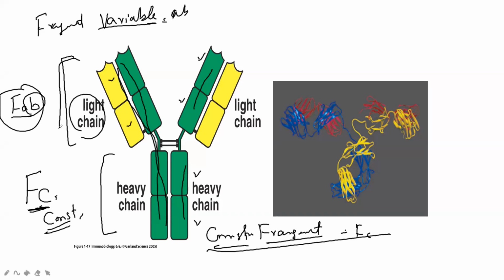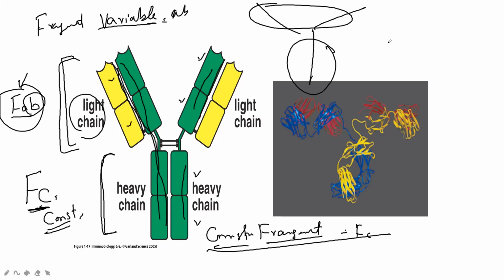This part is the variable fragment and this part is the constant fragment. The upper part is variable. The antibody is Y shaped. So this part is the constant part, and these two arms are the variable part of the antibody.